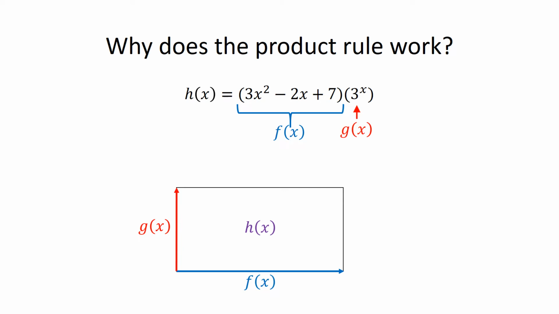Now, if we increase x by a tiny amount, then f of x will also change by a tiny amount. In the past, we've called this delta f. And when the change in x is small enough, we write it as df. Similarly, as we increase x by a tiny amount, then g of x will also change by a tiny amount, and we'll write this as dg.